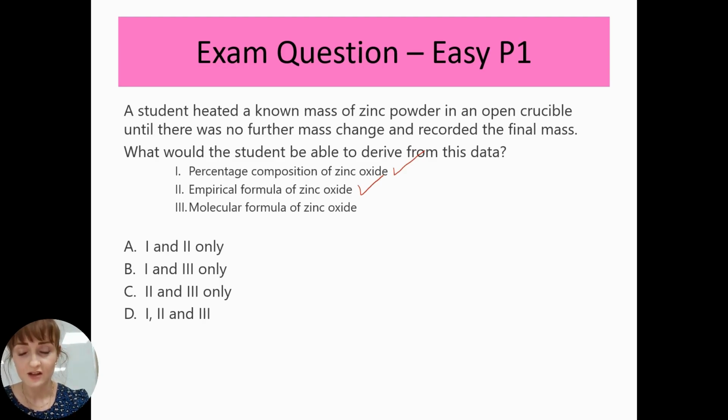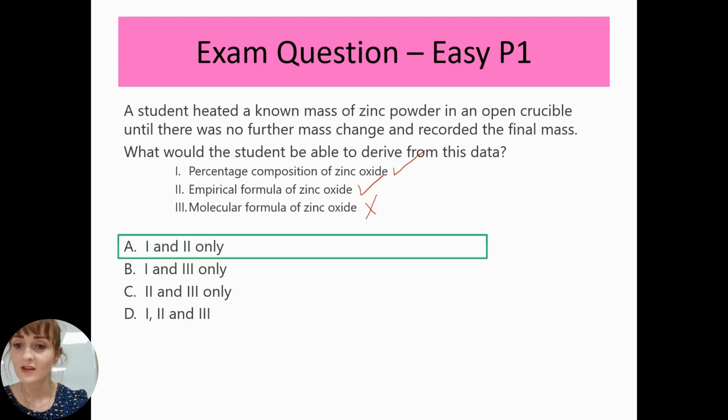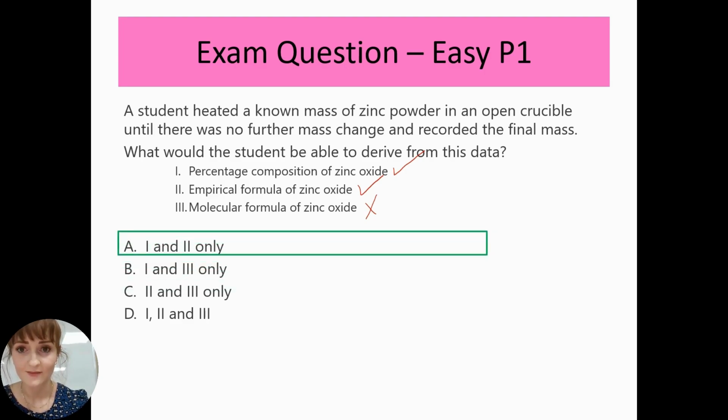What the student cannot determine is the molecular formula. Although we know the simplest whole number ratio of elements in that compound, we don't know the actual numbers of each element in that compound. And for this reason, A is the correct answer.